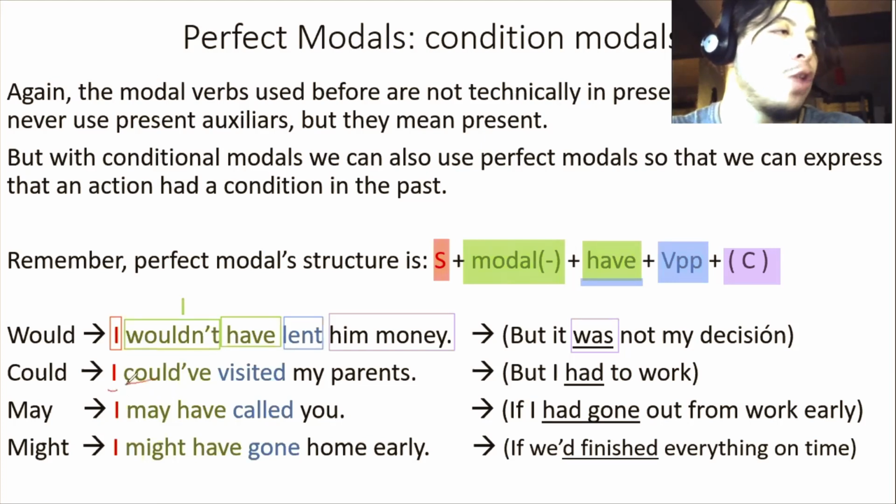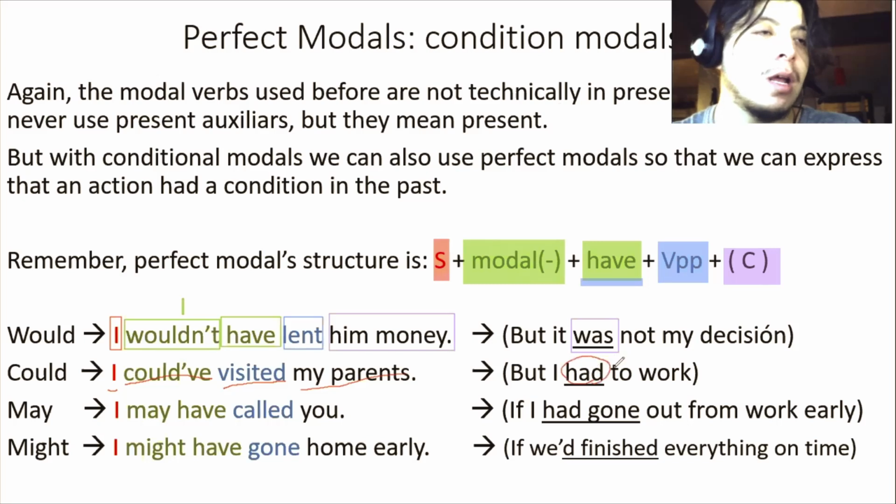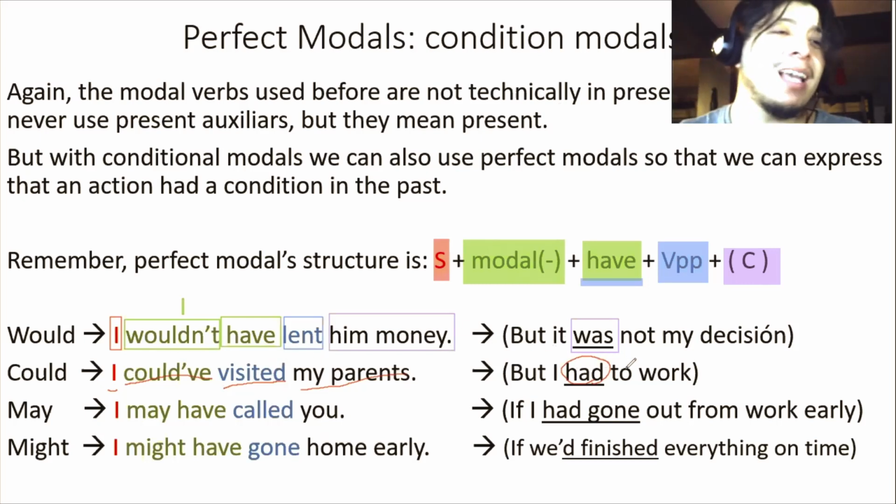I could have, this is in the past, visited, this is the verb in the past participle, my parents. But I had to work. This is in the past. Last week, I didn't visit my parents. Last week, I didn't visit my parents because I had a lot of work. If I hadn't had this work, I could have visited my parents. I could have done it, but this happened in the past.